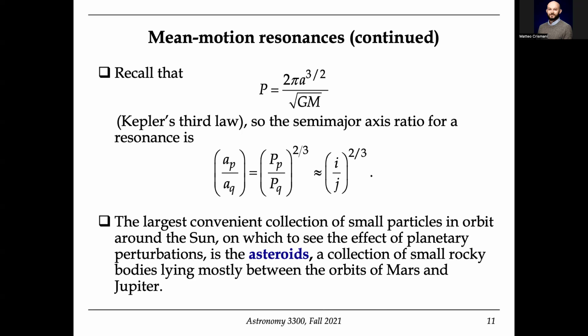So, here's the semi-major axes. If you know those and you haven't memorized the periods of the solar system, you can just look for this. And we're going to talk about asteroids that mostly lie between the orbits of Mars and Jupiter. So what are the main perturbing sources for the asteroids? Probably Jupiter, right? Jupiter is the bigger one. So Mars is present, but that won't be nearly as important.